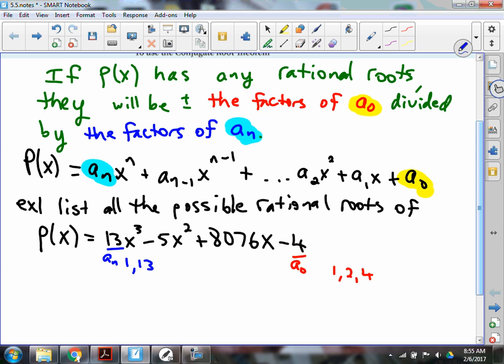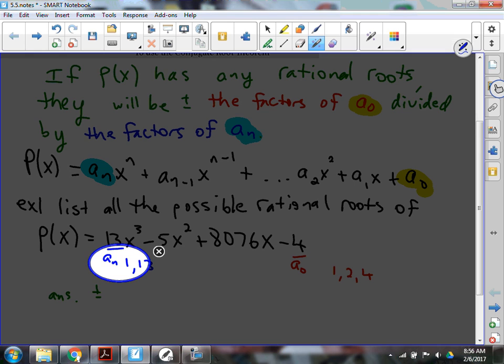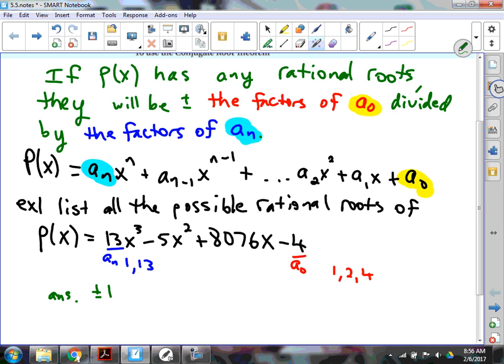So this theorem, it's pretty profound what it says. It says if there are any rational roots, what they'll be is plus or minus the factors of a sub 0 divided by the factors of a sub n. So when we go to answer this question, our answer is going to look like this. Plus or minus, well, we got to divide all these by those. So we're going to divide 1 by 1. What's 1 divided by 1? 1. Okay. So we're going to have plus or minus 1 on our list.